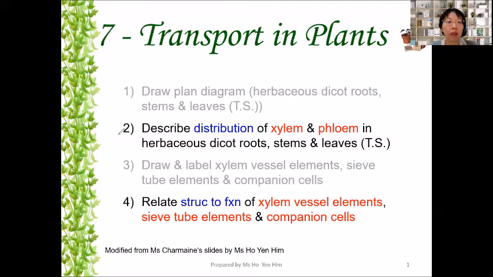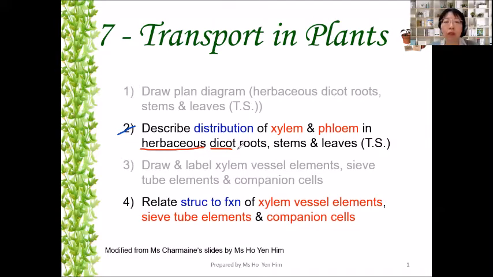Okay, right. So today we're covering number 2: describe the distribution of xylem and phloem in the herbaceous dicot roots, stems, and leaf. That means you need to know the location of xylem and phloem when you're given a herbaceous sample of dicot. There are dicot and monocot, right? You only need to know dicot. You don't have to know monocot. And herbaceous plant means non-woody plant.